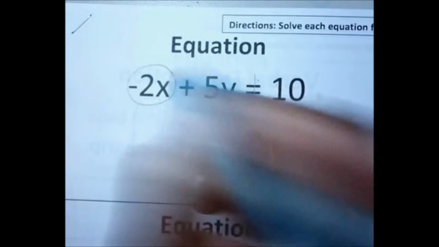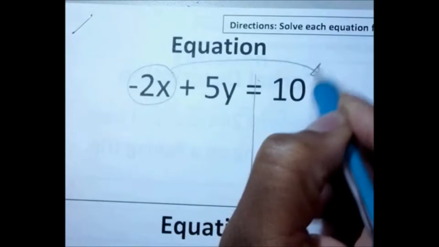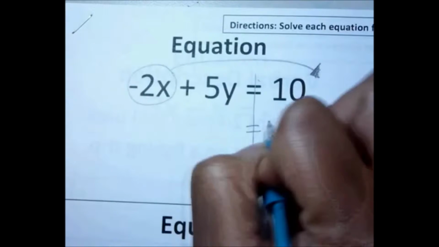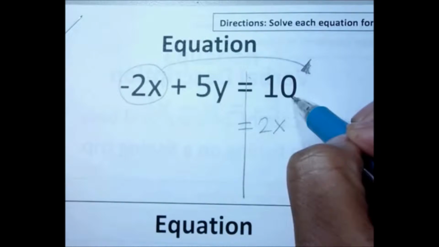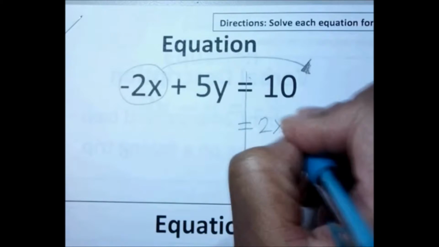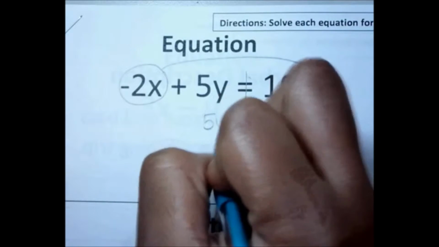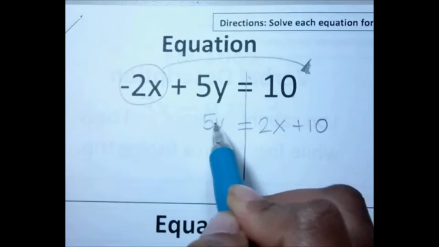He is negative, so if I move him over here, because I'm adding and subtracting, he would become positive. So I'm going to write a positive 2x. This is positive 10, so I must write plus 10. I'm left with 5y, and to move him, I am dividing because it's multiplication.